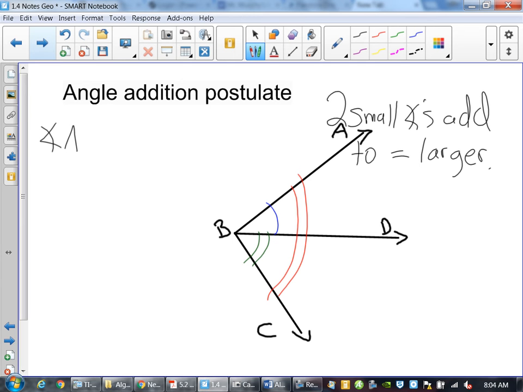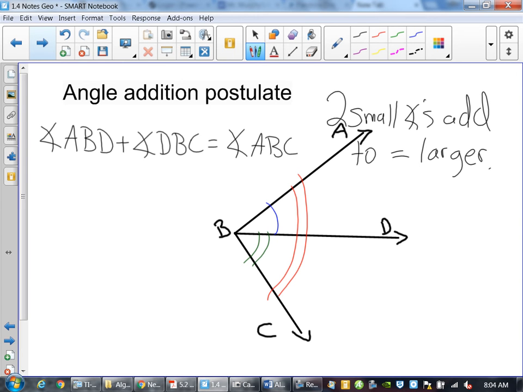Angle ABD plus, what's the next small angle? Angle DBC, very good. Equals the large angle, which is ABC. Now take a look at what they all have in common. They all have the letter B in common, don't they?